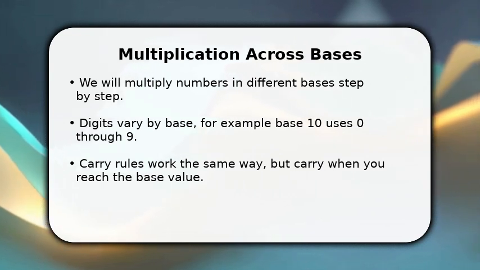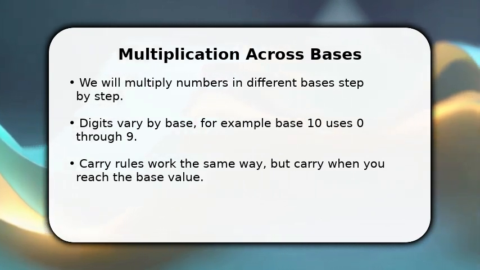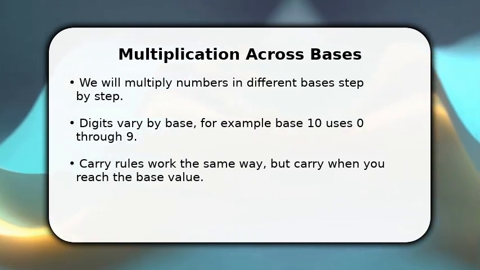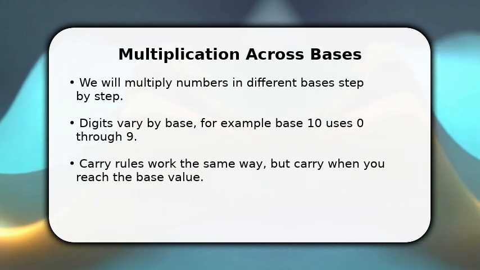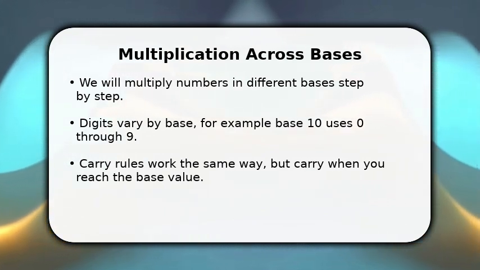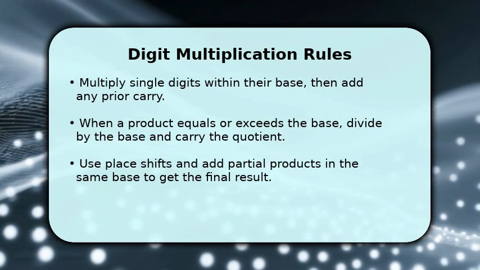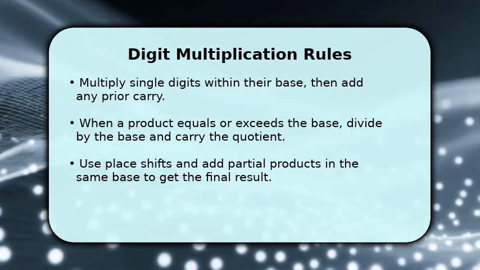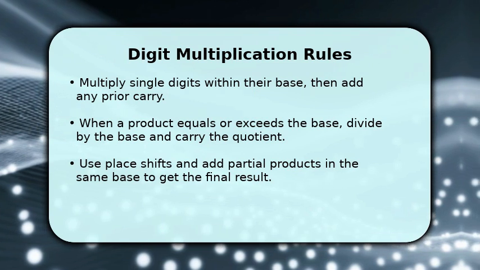Write justified. Multiply each digit of the multiplier by the multiplicand, keeping place shifts in mind. Carry rules work the same way, but carry when you reach the base value. Convert letters to values. If needed, multiply single digits within their base, then add any prior carry. For example, in base 10, multiply 7 by 8 to get 56 and carry 5.